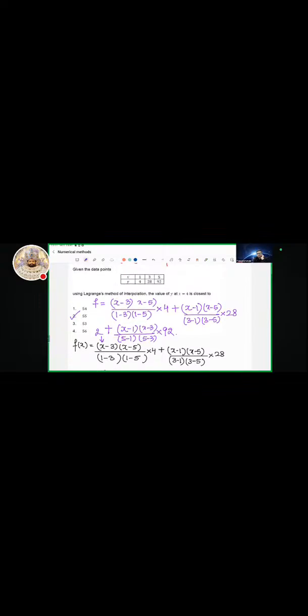No, you will not get the same answer. Obviously you will not get the same answer. If you use the Newton interpolation method, the answer obviously will be a little different. Okay?